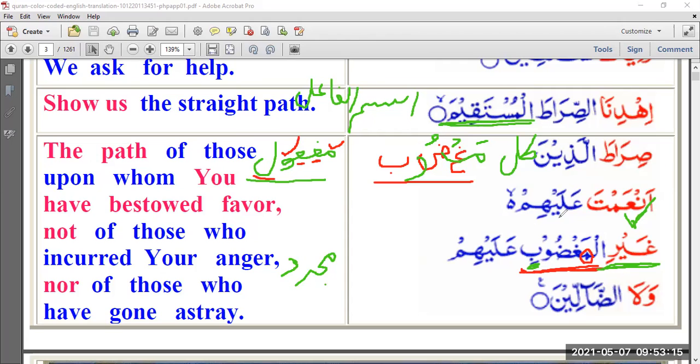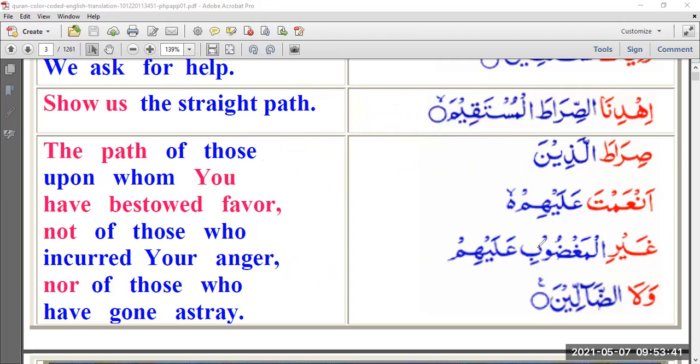Now you understood from where meem has come. Because it is a maf'ul, so we have to put it into the maf'ul wazn. Maf'ul, so maghdoob. And why is it alif lam? Because this is ghayril maghdubi, a proper noun, and definitely it's mudaf ilayh, it can take alif lam. So ghayril maghdubi, not of those.